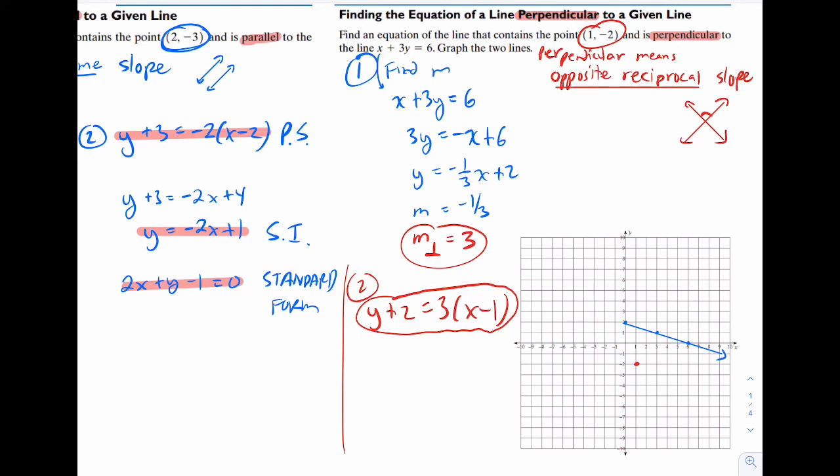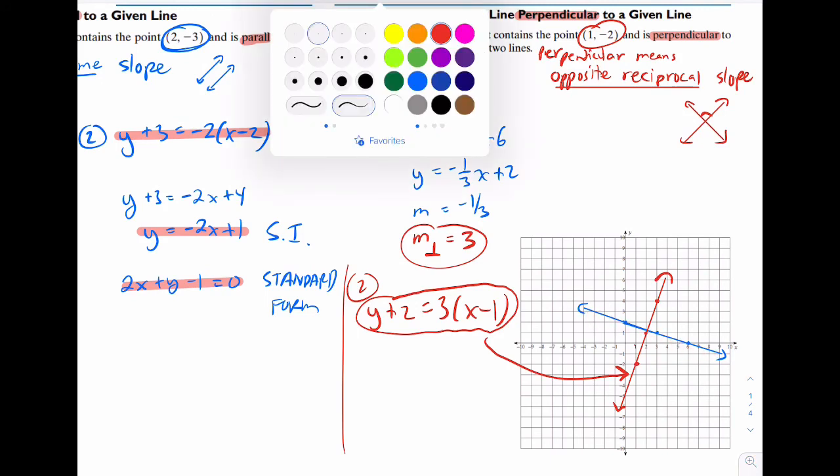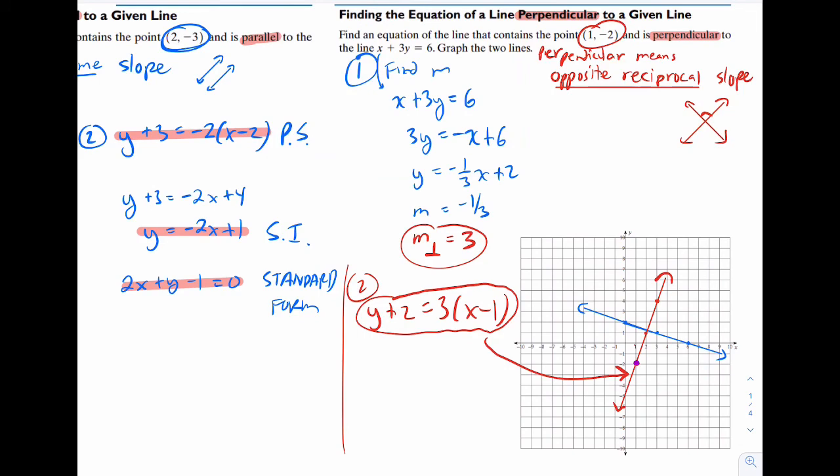Let me fix that. That's kind of crooked. A little better. So here's our equation right here. So here's our point. The slope is 3, so let's go up 3 over 1. 1, 2, 3, 1. And let's draw our line. And there we go. We found that red line that's perpendicular to the blue line that goes through the given point, which is this purple point right there.